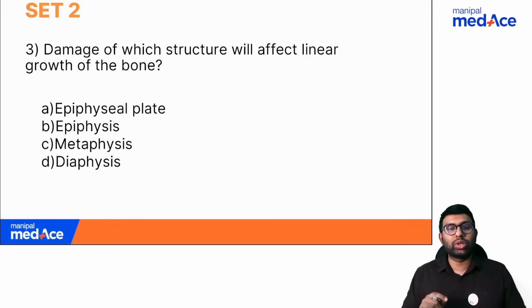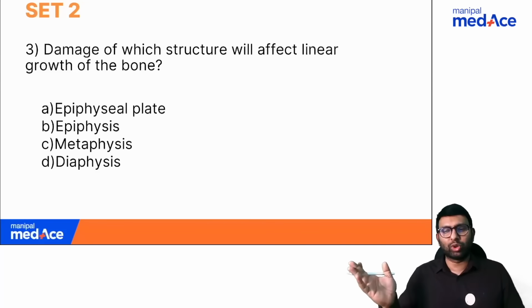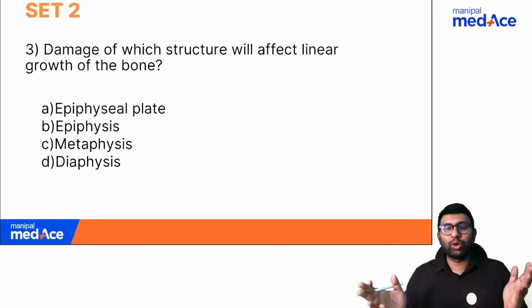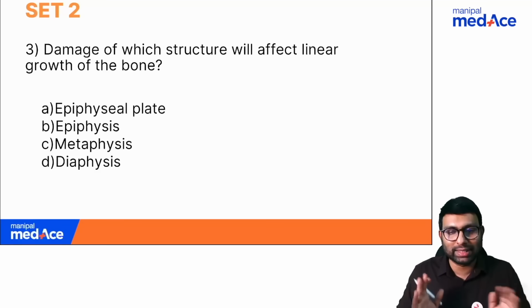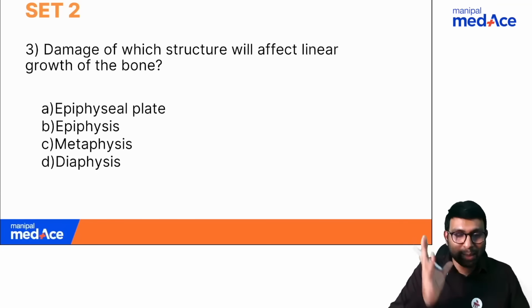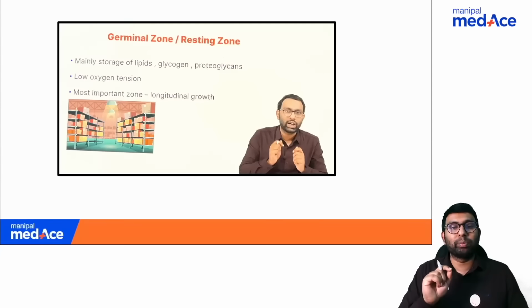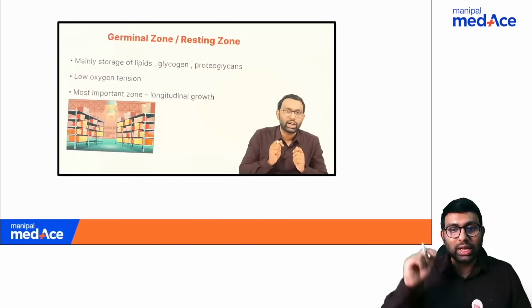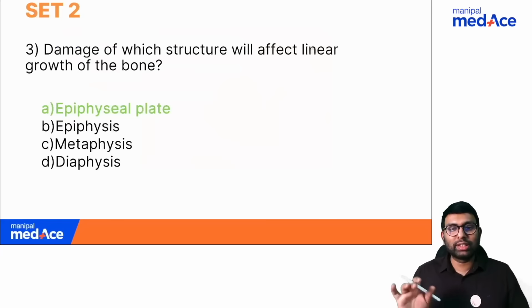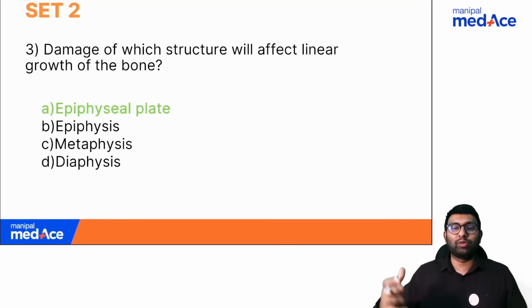Now coming to the third question, damage of which structure will affect the linear growth of the bone? Few students have told me longitudinal growth was asked, few have told me linear growth was asked, but both of them are the same. Now if you go back to basic science lectures, I've told you that in the epiphyseal growth plate, mainly in the germinal zone of the epiphyseal growth plate, it is an important zone because it results in longitudinal growth. If this is damaged, your longitudinal growth is also affected. So based on this much information, you can tell that the epiphyseal growth plate is important for linear growth.